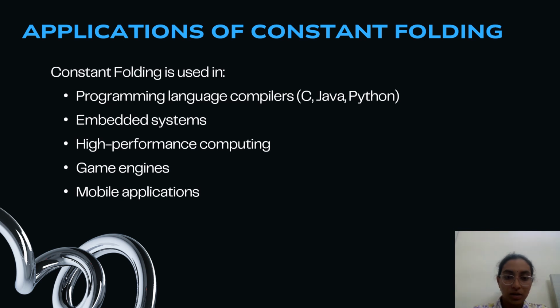Let's look at the applications. Constant folding is widely used in many real-world applications. It is used in compilers of programming languages like C, Java, or Python. It is also used in embedded systems where performance and efficiency are critical, and in high performance computing, where constant folding helps reduce computation time. It can also be used in game engines and mobile applications to improve speed and responsiveness. So it plays a key role in modern software systems.